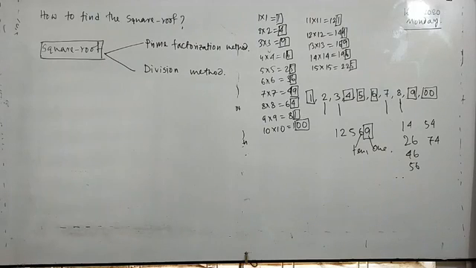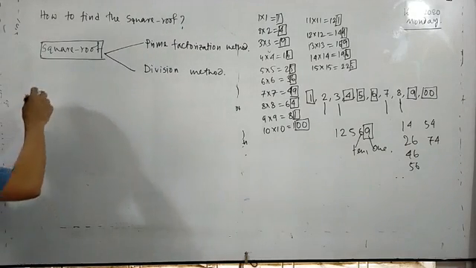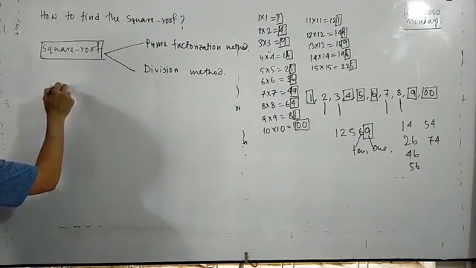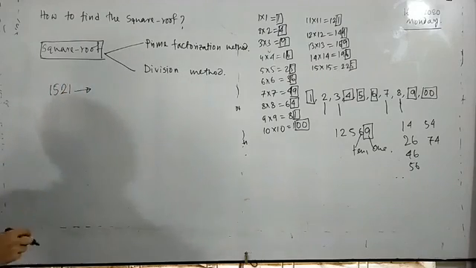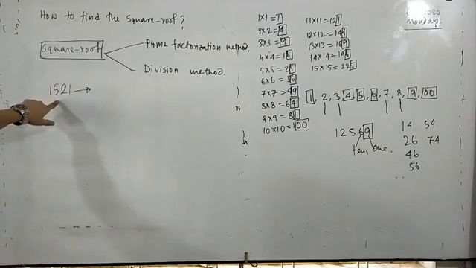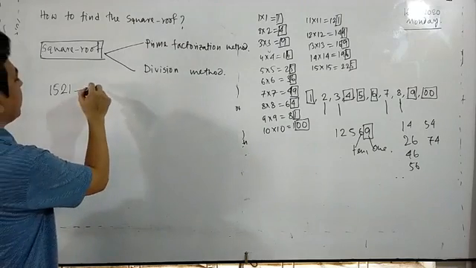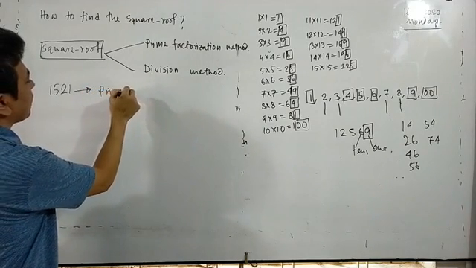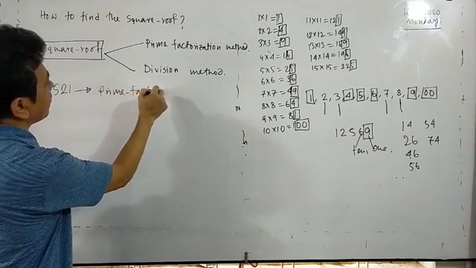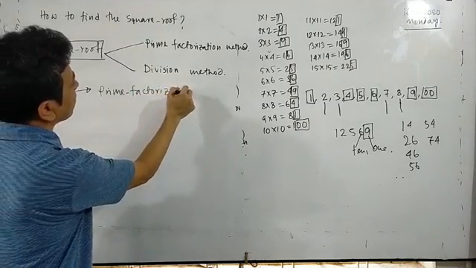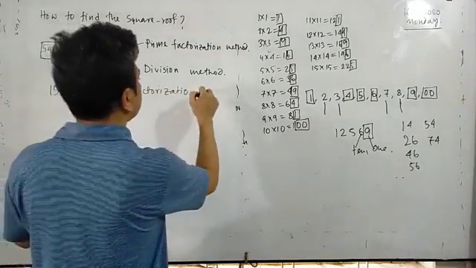Okay, so let me take one number from your exercise: 1521. We are applying the prime factorization method first.